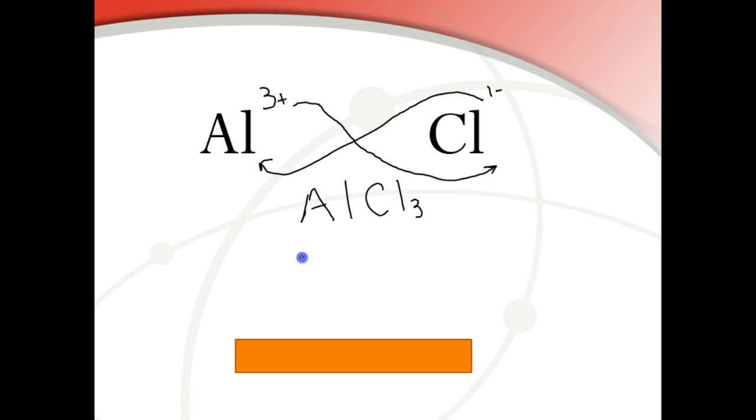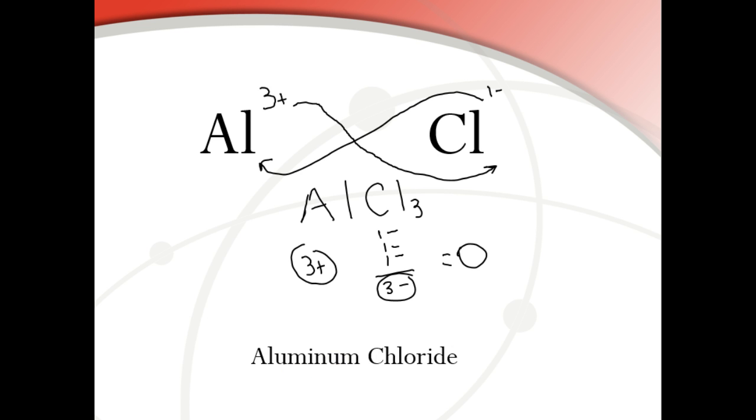If we look at it, aluminum has a 3 plus charge. Each chloride is a 1 minus, giving me a total of a 3 minus. A positive 3 and a negative 3 give me a 0, which is what we want. We want a neutral charge. Now, how do we name these things? Well, it's very easy. All you have to do is name the metal and then the non-metal ending in IDE. So this is aluminum chloride: the metal, then the non-metal ending in IDE.